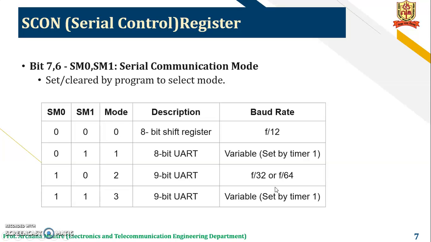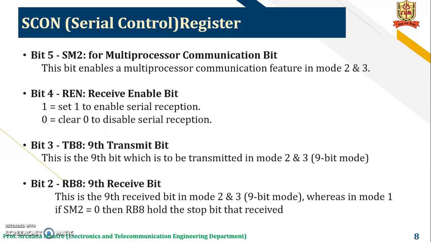Now next bit is bit number 5, that is SM2. It is the microprocessor communication bit. This bit enables the microprocessor communication feature in mode 2 and mode 3. That means when mode 2 and mode 3 are used, then the SM2 bit is used. Now next bit number 4 is REN, that is the receive enable bit. It is set to 1 to enable serial reception, and cleared to 0 to disable the serial reception.